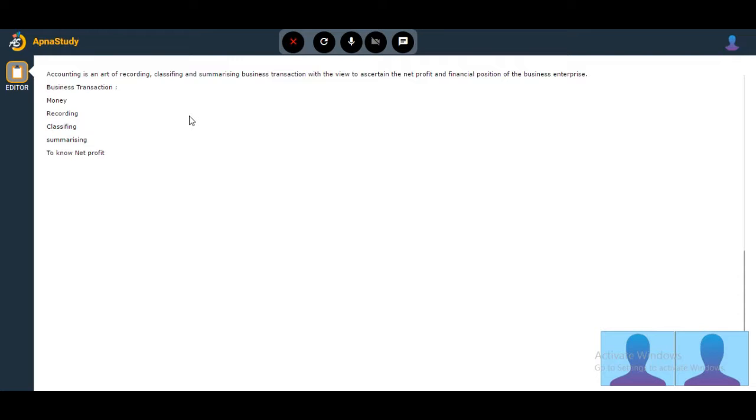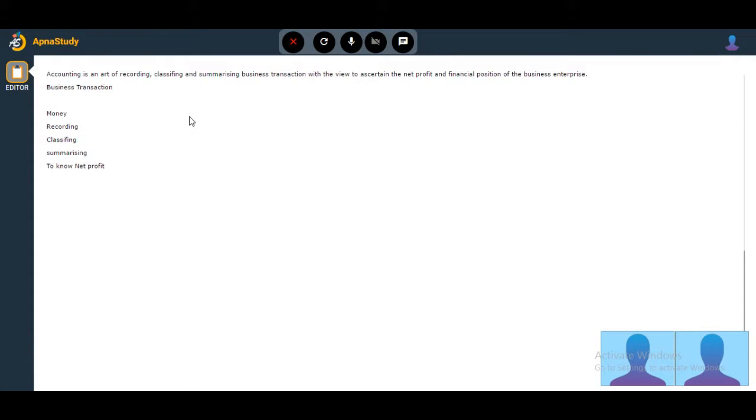Classifying: all the transactions related to sale of similar type, all the transactions of one type, are taken to one book, that is called classifying. Like all the sales transactions taken in one book, that is the sales book, is classifying it as sales transaction. All the cash transactions or bank transactions taken to the cash book is classifying the cash transactions in the cash book. Then we have summarizing. Summarizing is taking the transactions, whatever we have classified, into trial balance, balance sheet, to get the position of the company. To get its profitability, its balance sheet, profit and loss account, is summarizing.